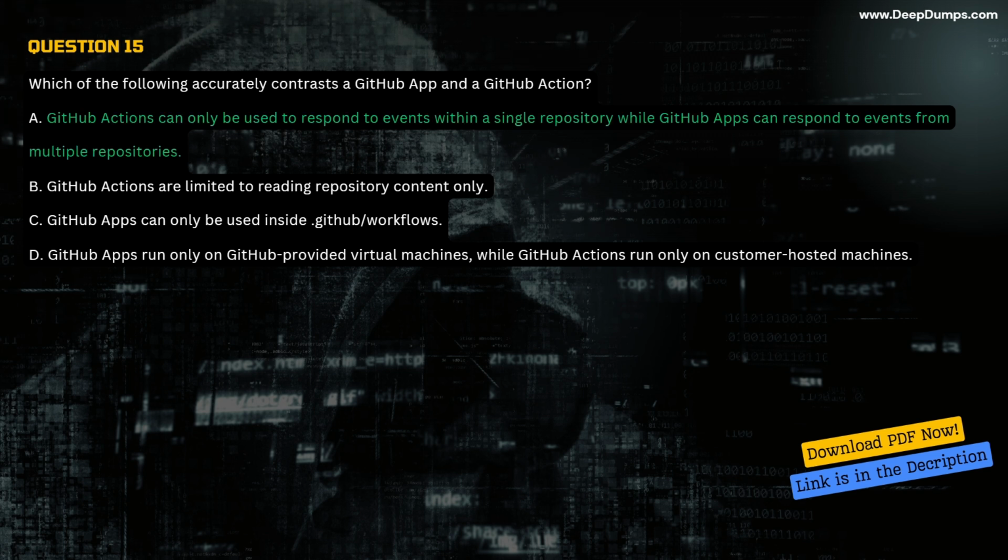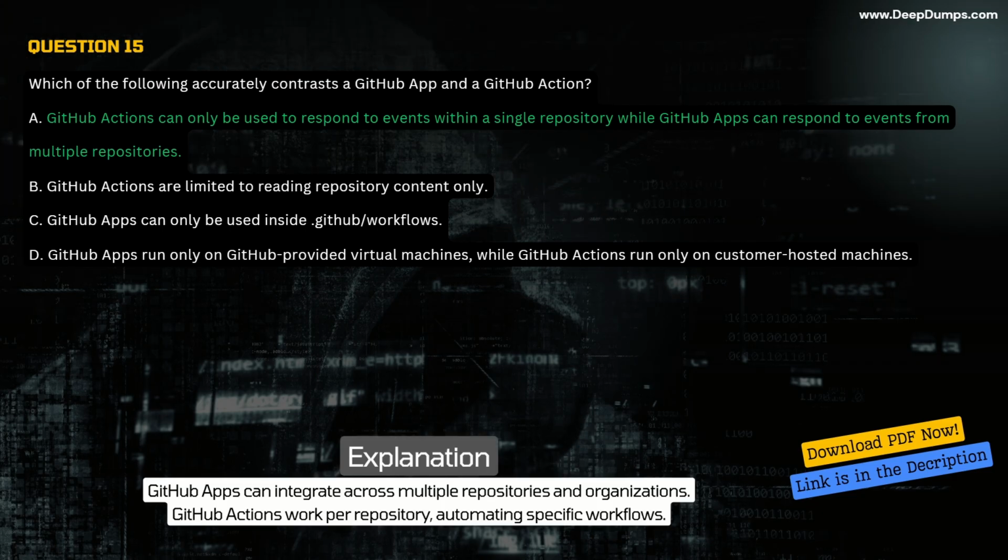Correct answer: A. GitHub Actions can only be used to respond to events within a single repository, while GitHub Apps can respond to events from multiple repositories. Explanation: GitHub Apps can integrate across multiple repositories and organizations. GitHub Actions work per repository, automating specific workflows.